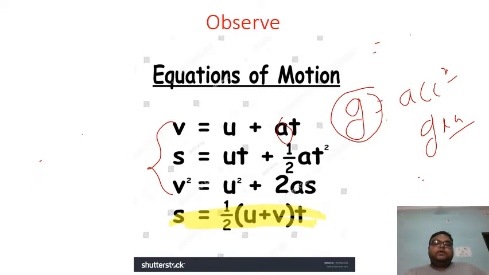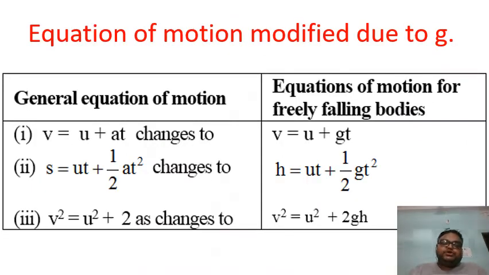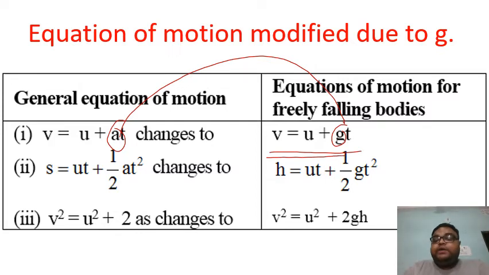Okay. Now let's start. So students, we saw that v equals u plus at. A was the acceleration and g is also the acceleration, right? So when we change this a to g, the equation of motion converts to v equals u plus gt. These equations of motion are for the freely falling body.